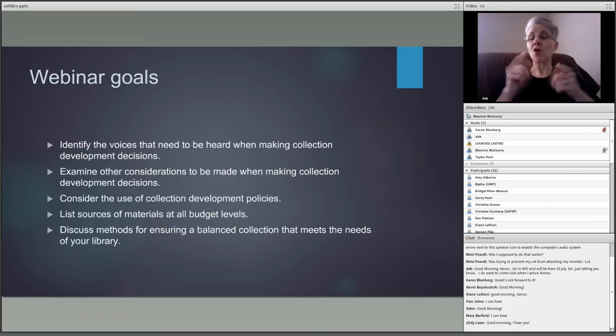So I hope I can shed some light on how you can work with various budgets. And then I also want to discuss the methods for ensuring a balanced collection that meets the needs of your particular library. I have just one slide really that addresses this, but I think in all of what you do in collection development, you need to keep in mind that any collection that you have should represent a variety of viewpoints. Whether or not your users have a variety of viewpoints, the collection that you develop needs to bring other voices into it, needs to represent other voices.